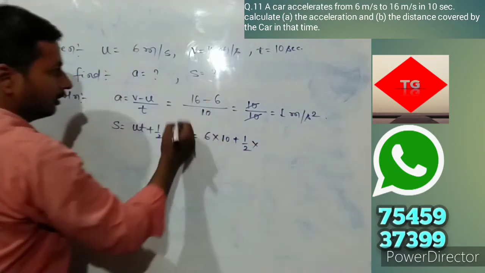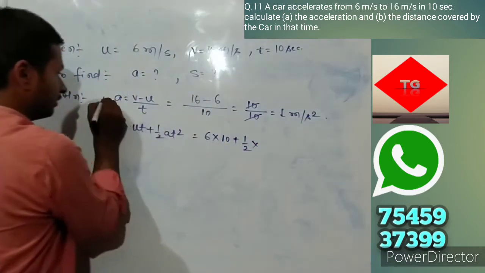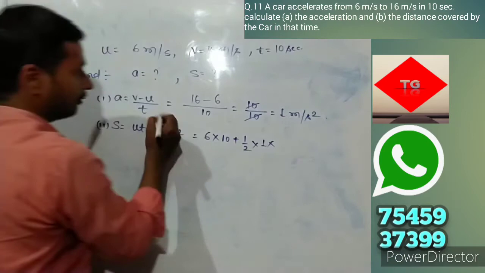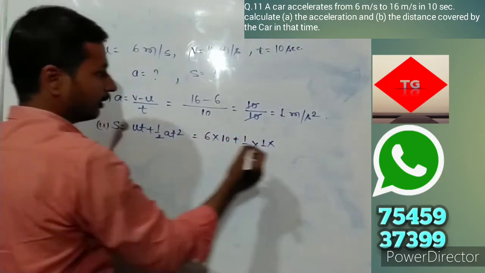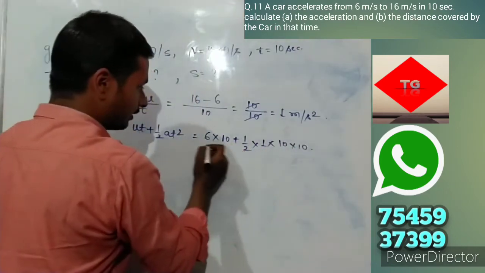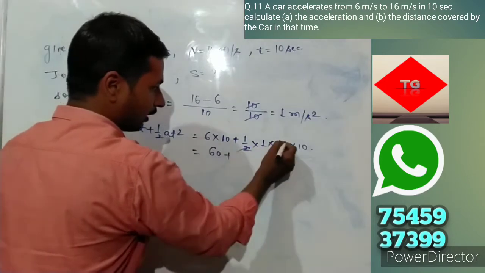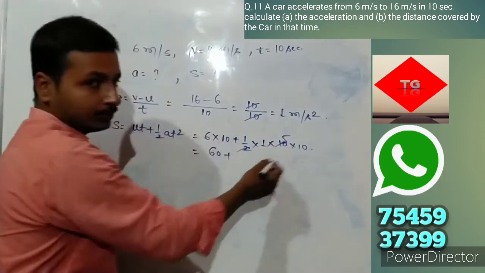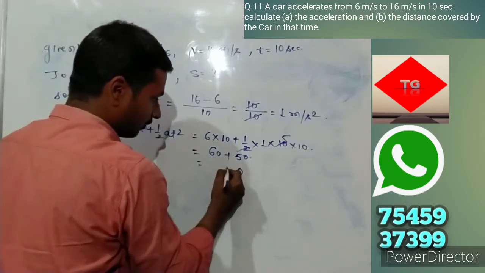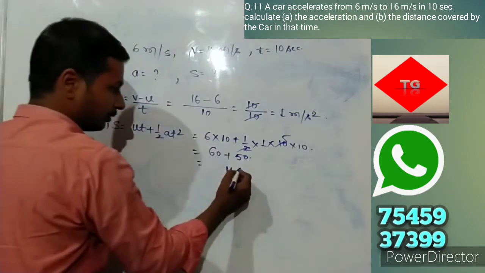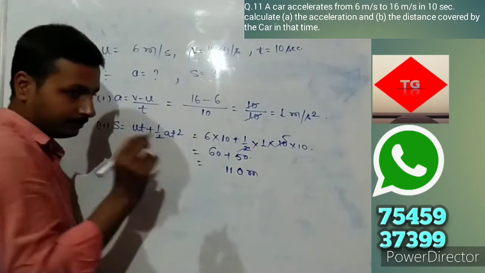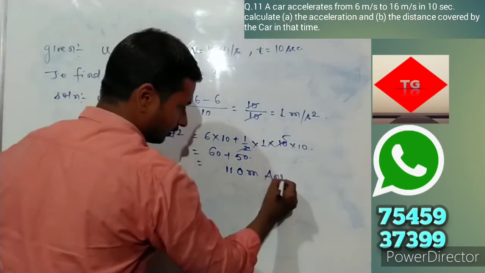Acceleration is what? You have already found the acceleration. First, acceleration is 1, and the time square, t square, is equal to 10 into 10. Okay, and here after cancelling, 60 plus 2 5 is 10, and here 5 into 10 will be 50. Then you will get 110. It means 110 meter. The standard unit of distance is meter. Okay, and this is the complete answer.